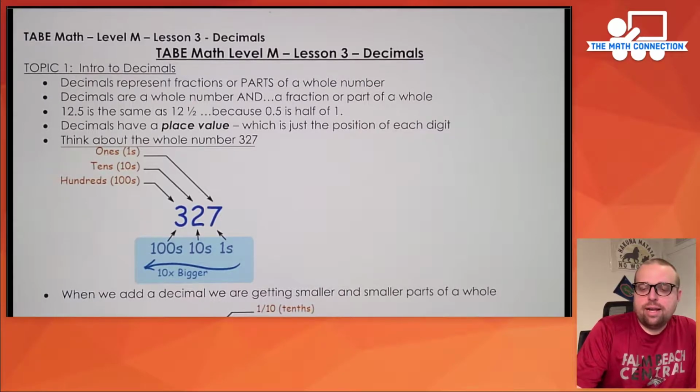We're going to go ahead and do our next lesson tonight, which is on decimals. This is level M, lesson 3 on decimals.